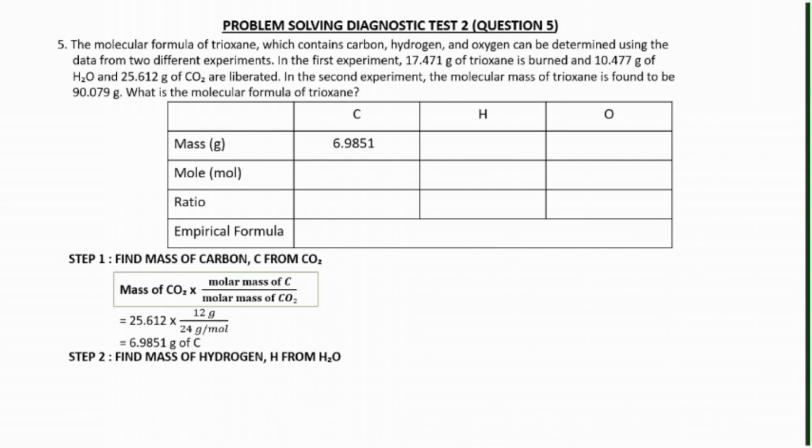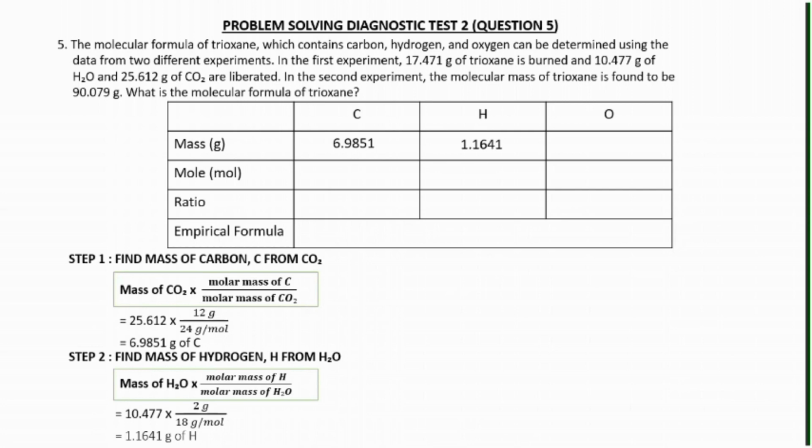So put this value into the table like this. And then step 2, we need to find the mass of hydrogen from H2O. This is the formula: mass of H2O times molar mass of hydrogen divided by molar mass of H2O. Mass of H2O is 10.477 times molar mass of hydrogen, which is 2 gram, divided by molar mass of H2O, which is 18 gram per mole. So we get 1.1641 gram of hydrogen. So put this value here in the table.